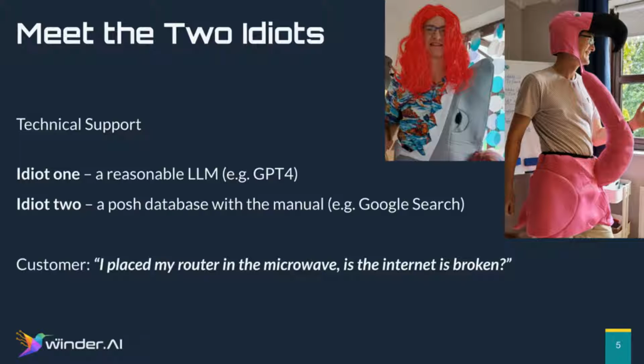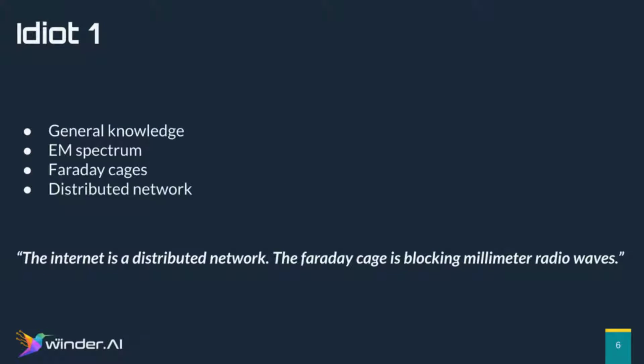So idiot one is a reasonable LLM. Think of a GPT type model. Idiot two is a fancy database with the company manual installed, something like a search engine, Google search or something over your company documentation. And the customer comes in and asks a question. I placed my router in the microwave. Is the internet broken? Okay, innocuous question, quite a reasonable question.